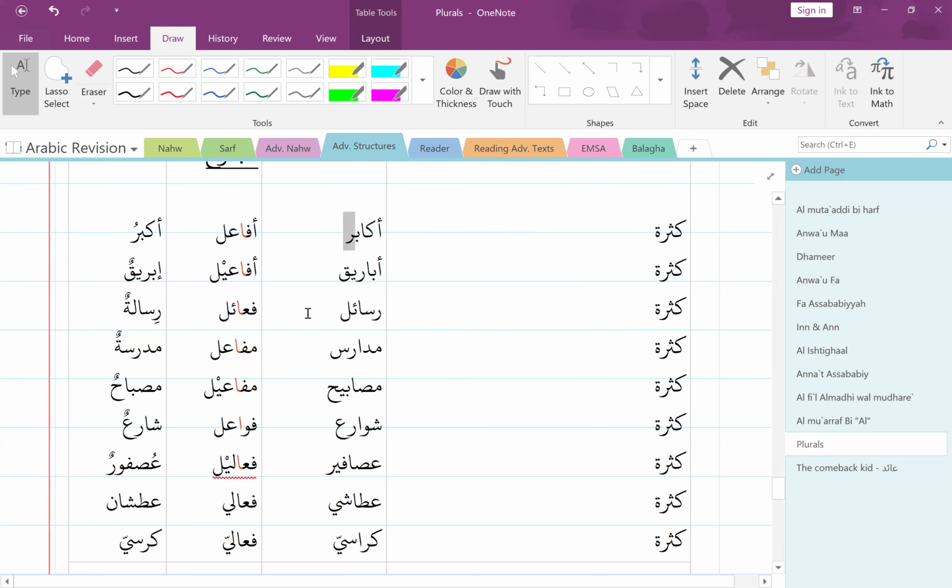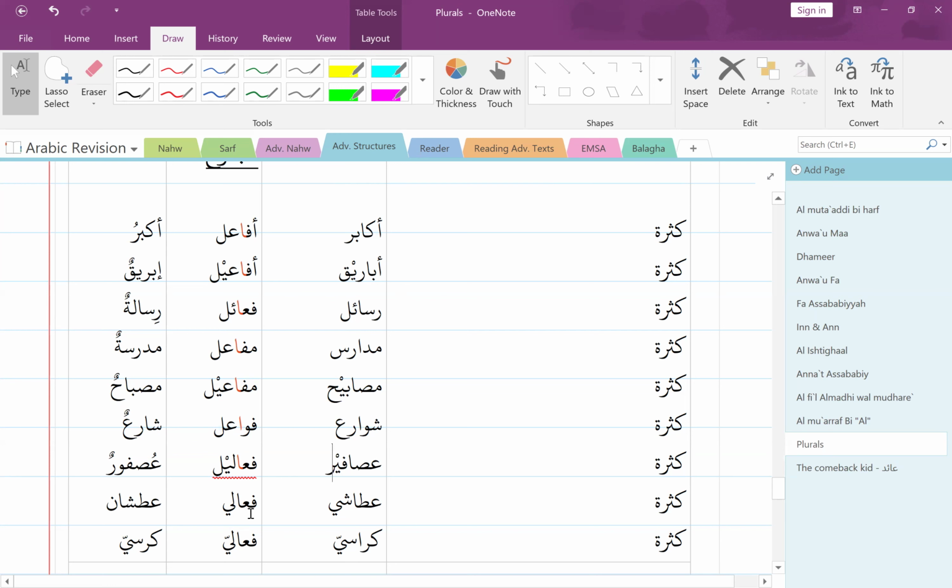If you have more than 2 letters after it, for example 3 letters, the middle letter will have a sukun. It will be abariq. See, it has a sukun there. Or you will have masabih. If there's no sukun, this is not the pattern. It has to have a sukun. So asa, fir. There's a sukun there.